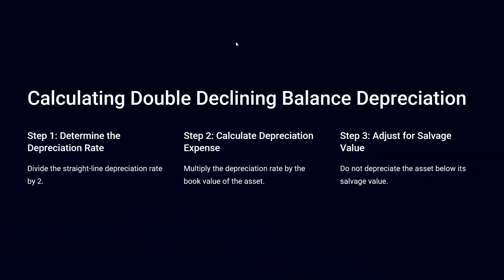To determine the double declining depreciation, the first thing we need to do is determine the depreciation rate by dividing the straight line depreciation rate by 2. If the depreciation rate is 20%, that means the rate here will be 40% because we doubled it. The calculation is done by multiplying the depreciation rate by the book value of the asset, similar to what we have seen in the declining balance method.